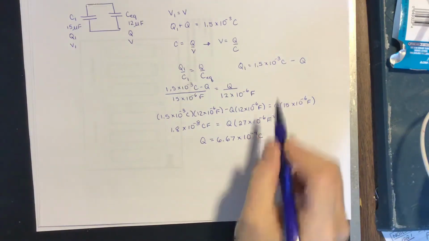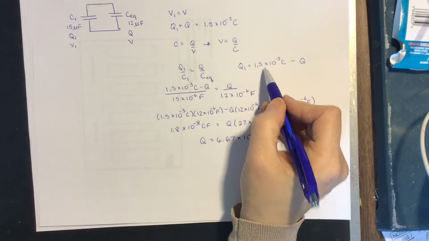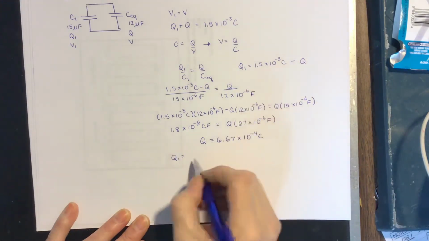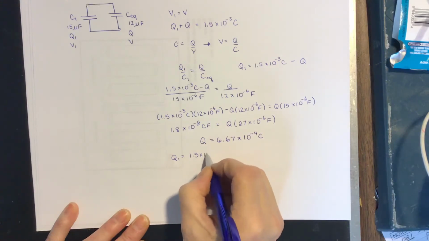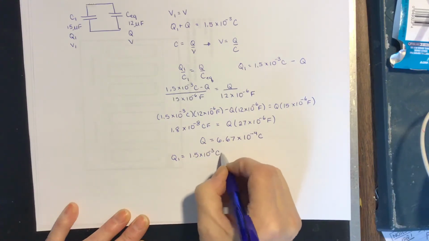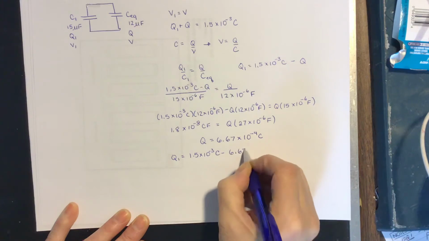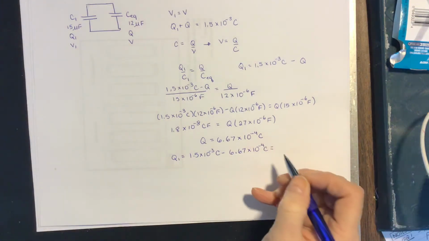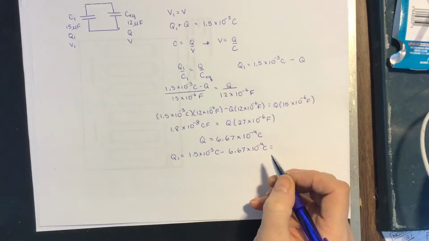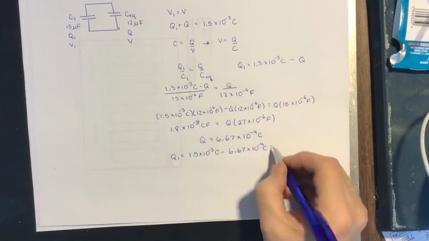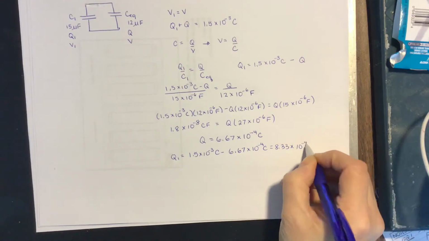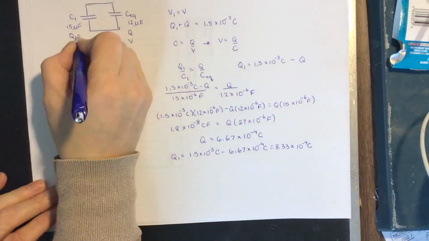Okay, so right now at this point, we could go ahead and find the charge on capacitor 1. So Q1 is the charge on capacitor 1, 1.5 times 10 to the minus 3 coulombs, subtract Q, 6.67 times 10 to the minus 4 coulombs. So the charge on capacitor 1 then is 8.33 times 10 to the minus 4 coulombs. We can put that up here.